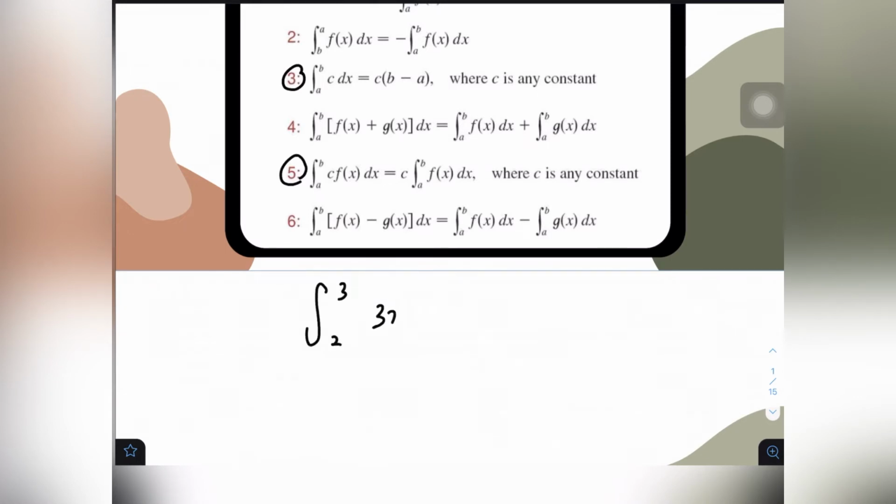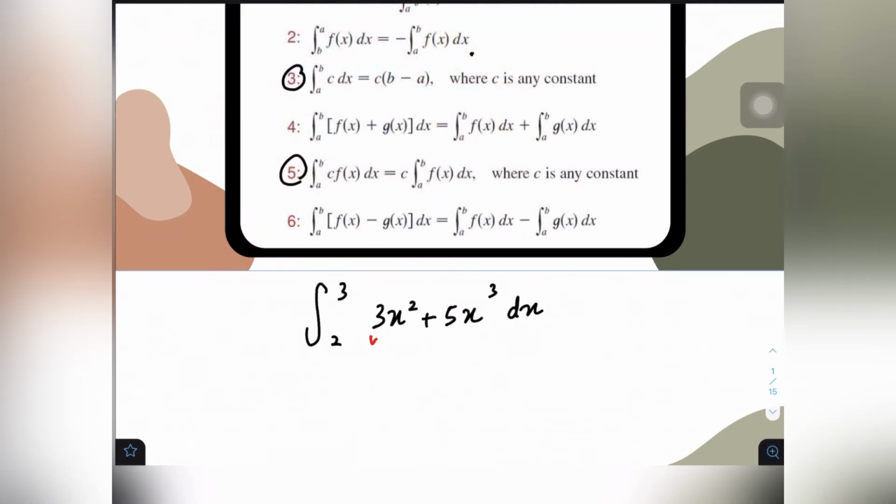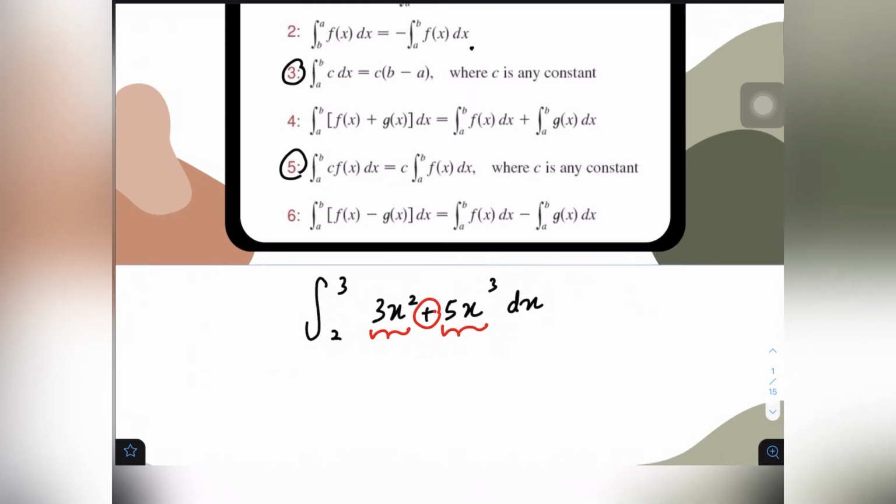You have the integral of 3x squared plus 5x cubed dx. So you can see here you have two different functions. The first function is 3x squared and the second one is 5x cubed. In between these two functions is the operation of plus. It only can be applied for plus and minus. So the operation is plus, therefore you can give them each their own integral.